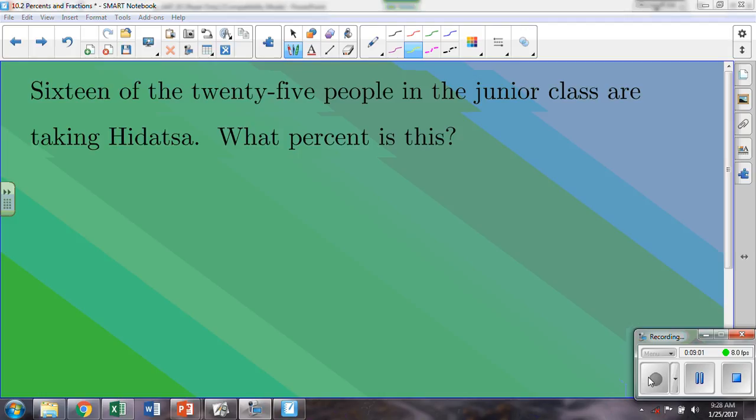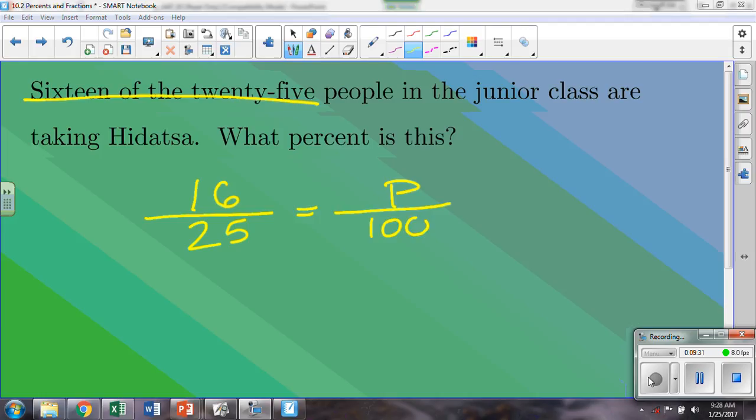And lastly, we'd want to be able to solve some word problems. 16 of the 25 people in the junior class are taking Hidatsa. Okay, 16 of 25. What percent is that? We want to know what percent this is, knowing that percents are out of 100.